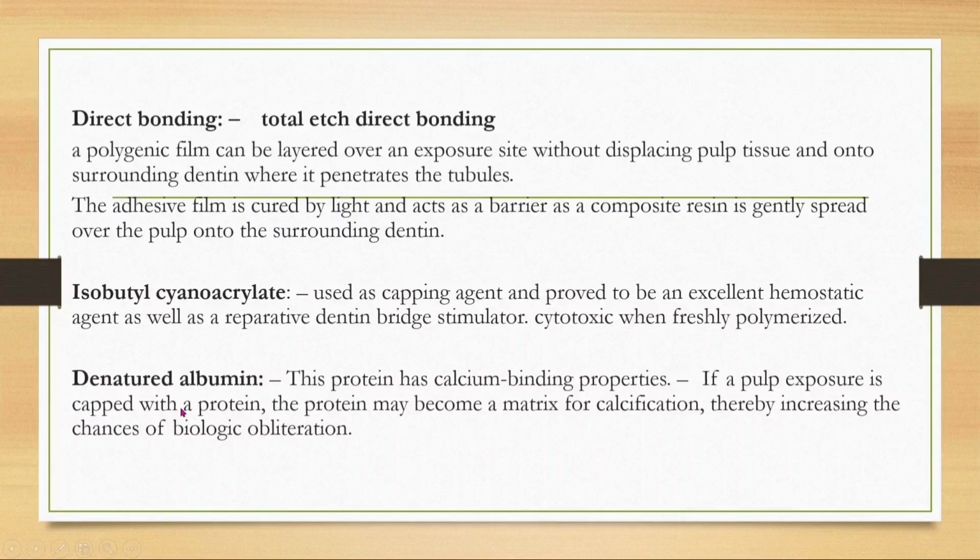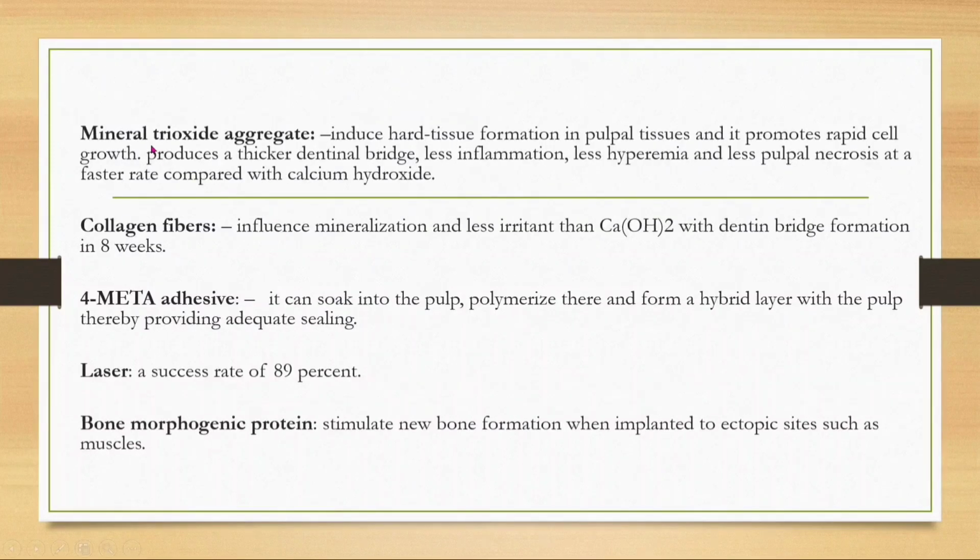Denatured albumin has calcium binding properties. If a pulp exposure is capped with protein, the protein may become matrix for calcification, thereby increasing the chance of biological obliteration.